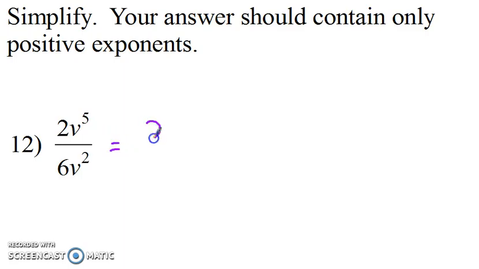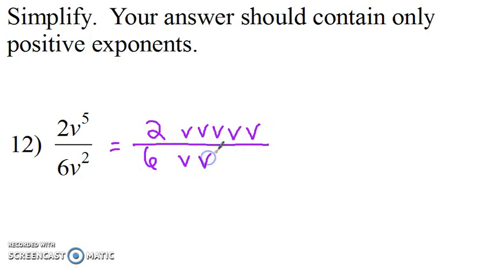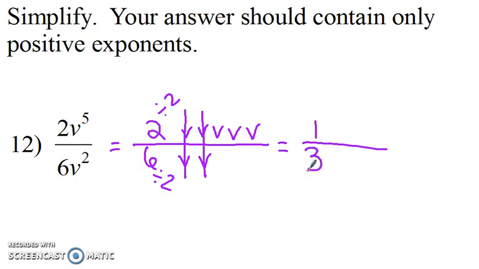Alright, so on top we have 5 v's. On the bottom we have 2 v's. Cancel out 2 of them. This fraction does reduce this time. It reduces by 2, because 2 goes in 2 and 2 goes in 6. So 2 goes in 2 1 time. 2 goes in 6 3 times. We have 3 v's on top. So that's our answer.